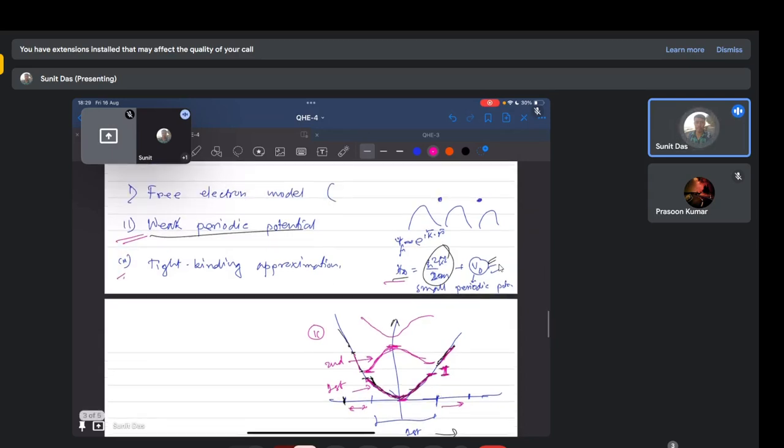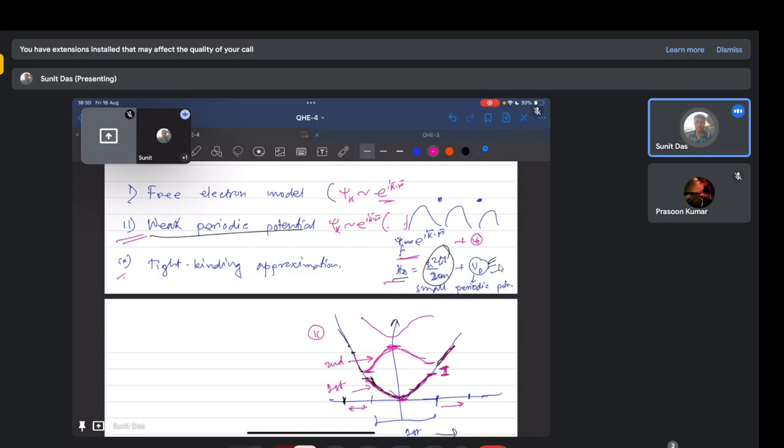So again, how we are evaluating things. Initially, we had psi k, let's say e to the power i k dot r, a perfectly free electron. And then here you will have i k dot r, because we are still considering a free electron, but we have added one extra potential, a weak periodic potential. So some modification will be there. And now come to the tight binding approximation.